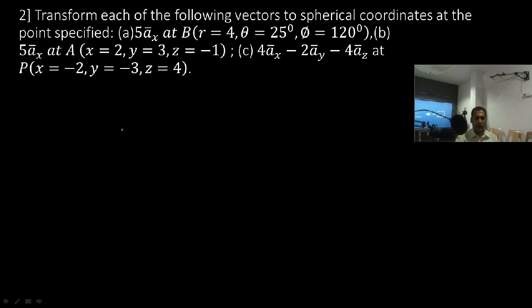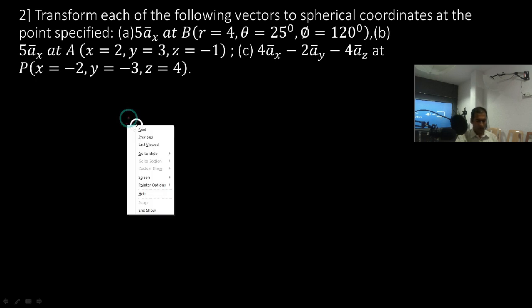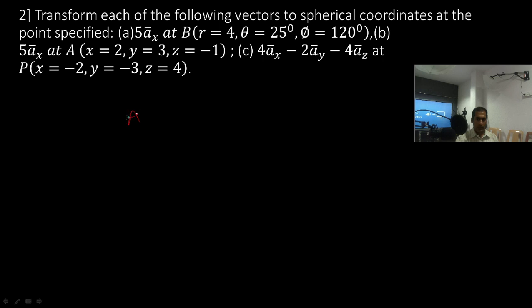So we can write the whole answer as A bar is equal to 2.673 AR cap minus 0.741 A theta cap minus 4.16 A phi cap. So this is the solution for part B.